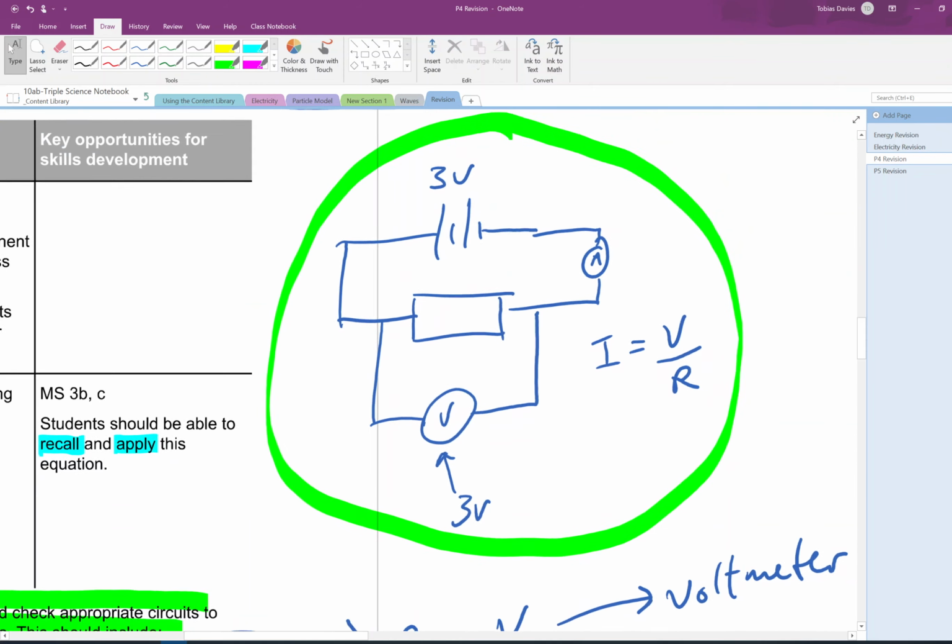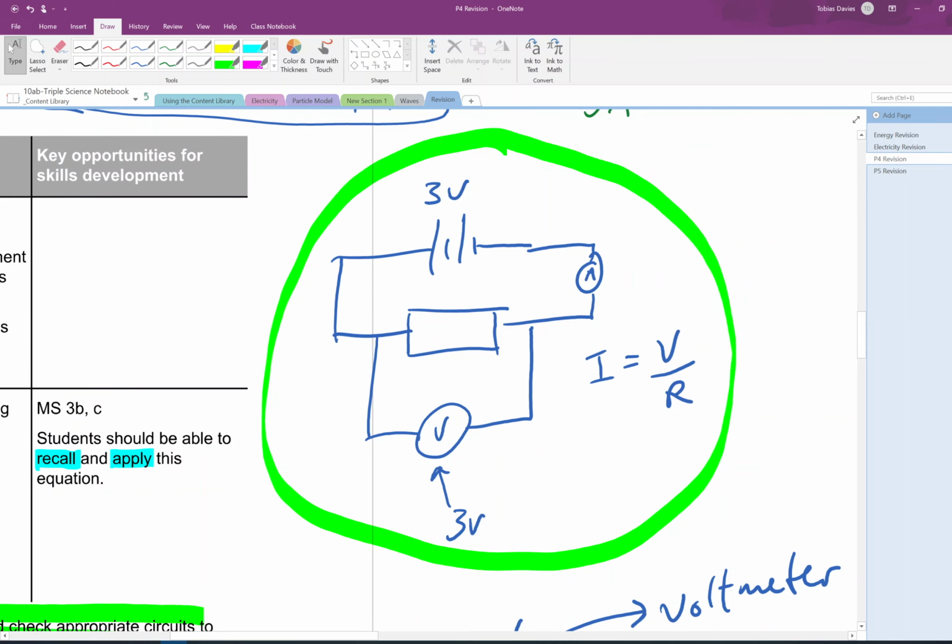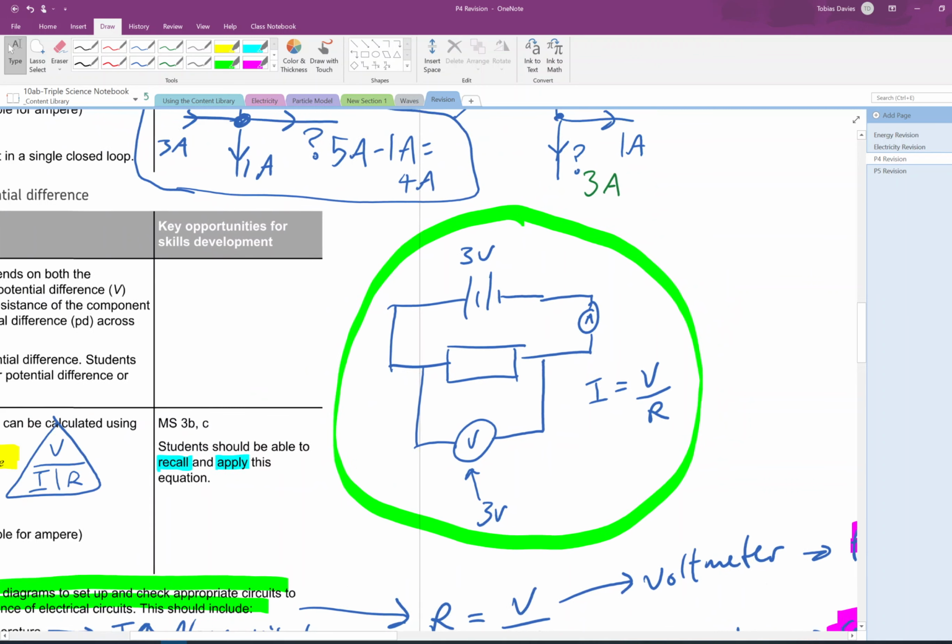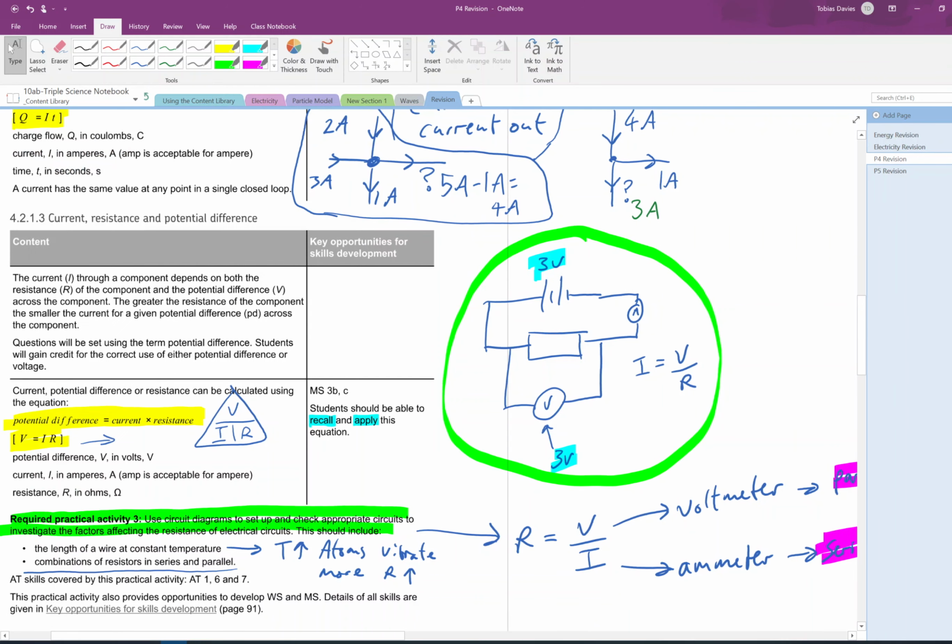Now, I'm going to apply it to this situation here. If I know the resistance, then I can work out the total current. If I know the current, I can work out the resistance. And the idea is that the voltage applied by this 3 volts here is going to be the voltage across the component, provided that the wires have basically no resistance. All of the application of electricity basically comes down to the V equals IR ideas.